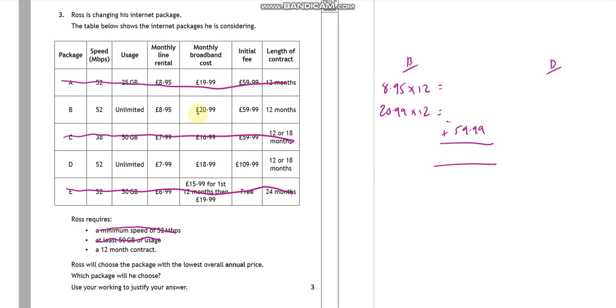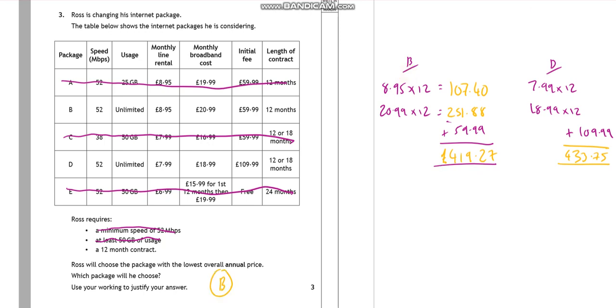And for D, it's exactly the same, isn't it? Just different prices. You're looking at $7.99 times 12. To that you're going to add $18.99 times 12, and then you're going to add on the $109. So a bigger fee there. Bigger fee, but slightly reduced yearly prices. So what's going to come out as best? So yeah, if I do the calculations, I end up with $419.27 for B, and the exact same calculations for D are going to give me $433.75. So what's he going to go for? He is going to go for B.